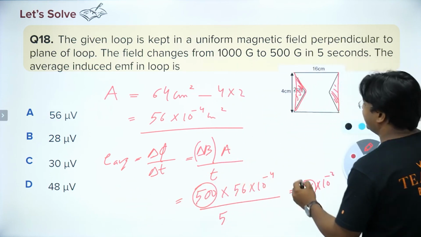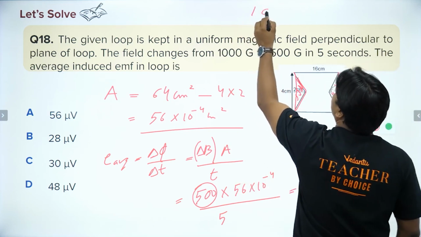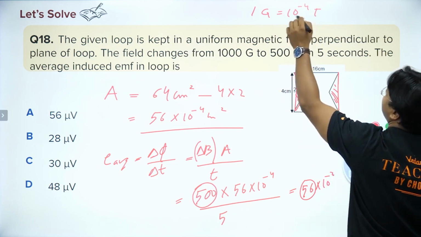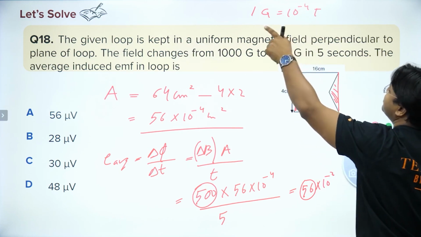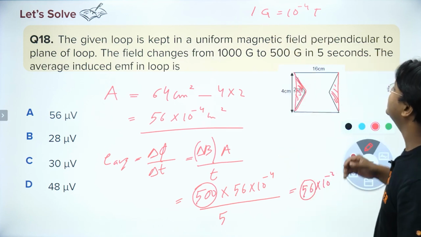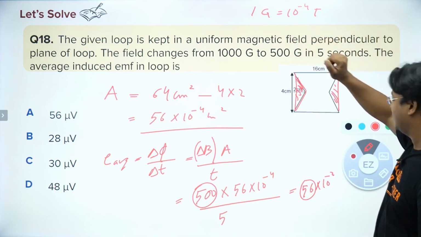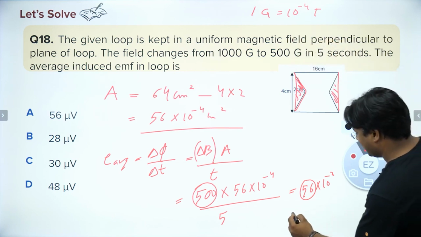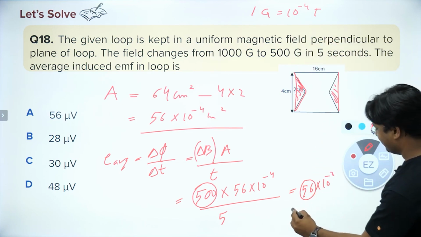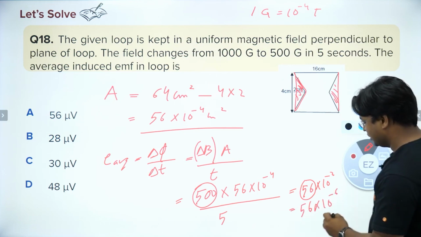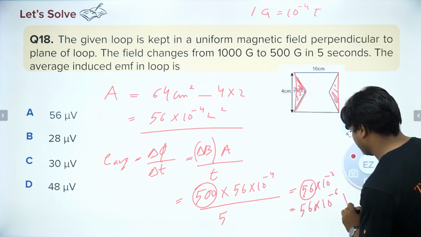So the exact relationship is this. One Gauss is 10 raised to power minus 4 Tesla. Yes, one Tesla is 10 raised to power 4 Gauss. So when I change Gauss to Tesla, we end up writing 56 into 10 raised to power minus 6 volt. So 56 microvolt will be the correct option here.